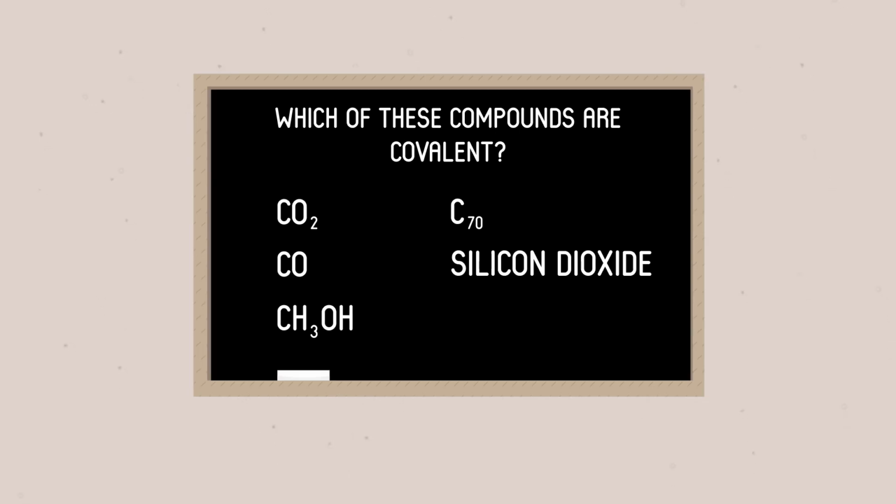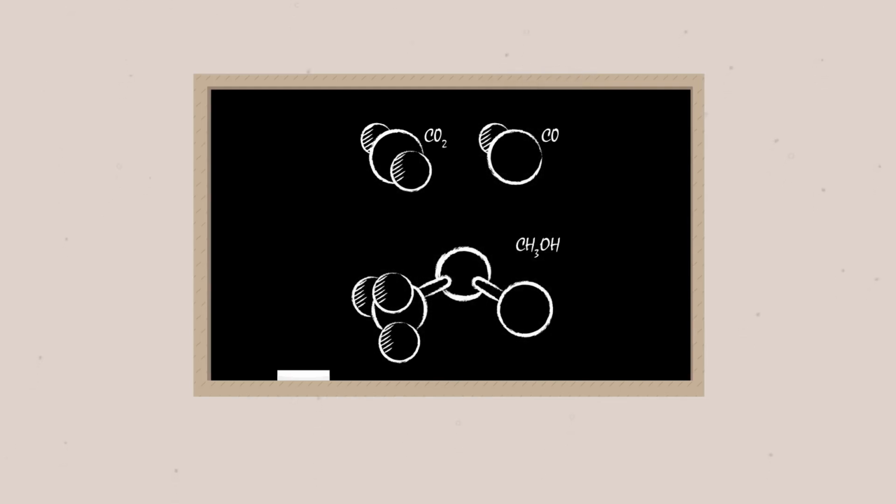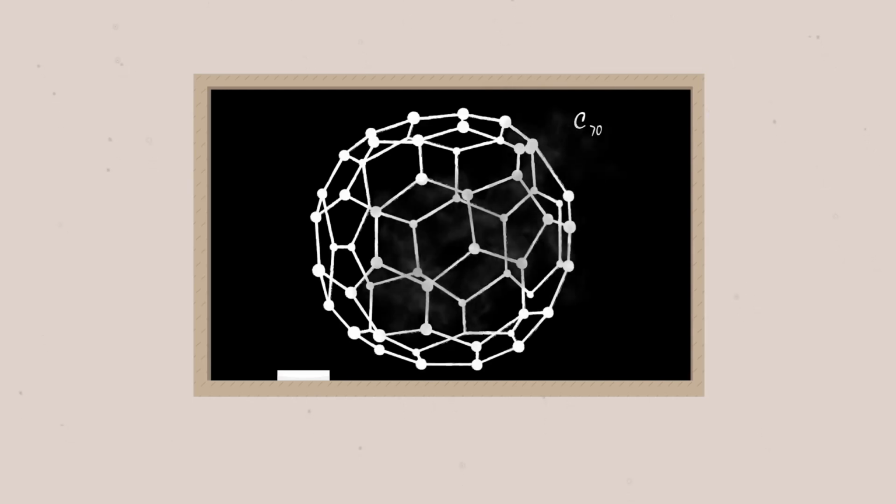Did you consider their physical properties and where the elements come from on the periodic table? Did you solve it? Okay, the answer is all of these compounds are covalent. Carbon dioxide, carbon monoxide, and methanol are all small molecules. Organic molecules form covalent bonds between hydrogen and carbon. C70 is a fullerene, a carbon molecule shaped like a rugby ball, closely related to the Buckminster fullerene.